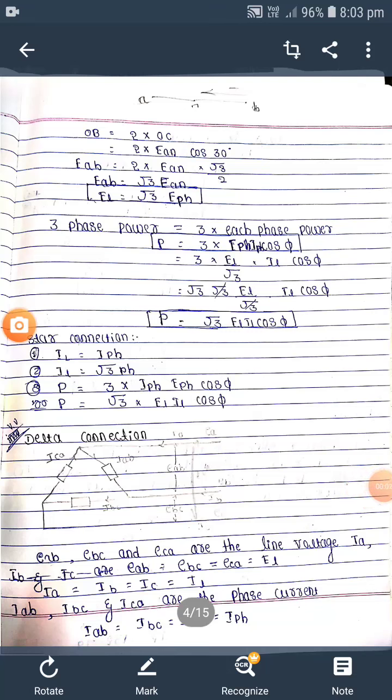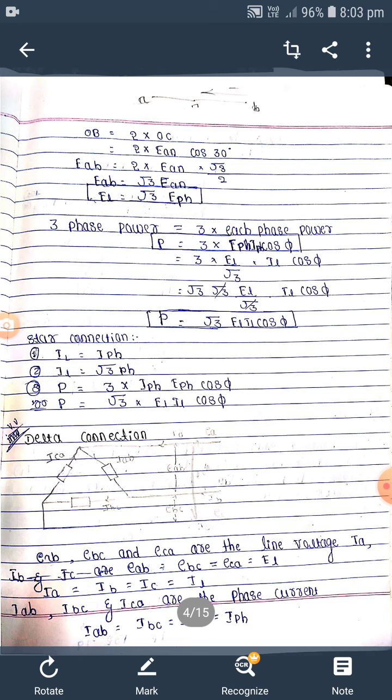Last class we have seen the star connected load. In this class we will see the delta connected load. The name comes from the delta operator which you use in mathematics. So in this delta connected load there are three impedances. Each impedance has two terminals.